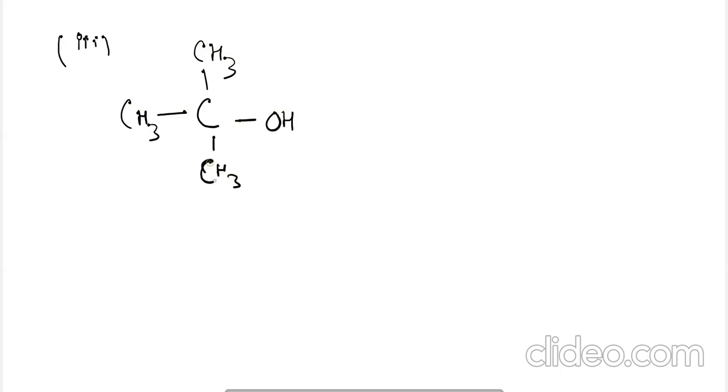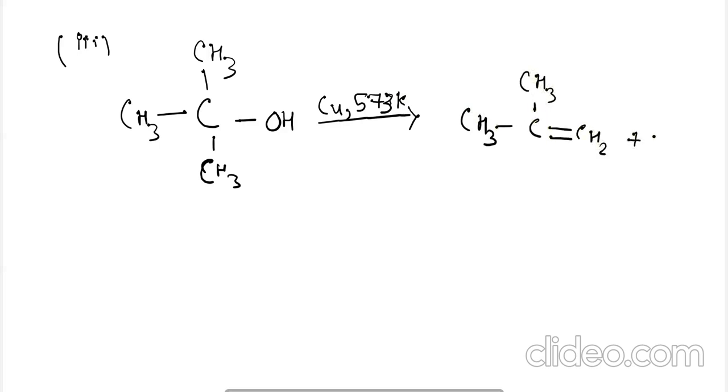But in the case of tertiary alcohol, dehydration occurs to form alkenes. Here not aldehyde, not ketone, the formation of alkene will take place. Cu at 573 Kelvin, the same conditions. Vapors of tertiary alcohol will be passed over heated copper at 573 Kelvin, so the formation of alkene will take place with the removal of water.